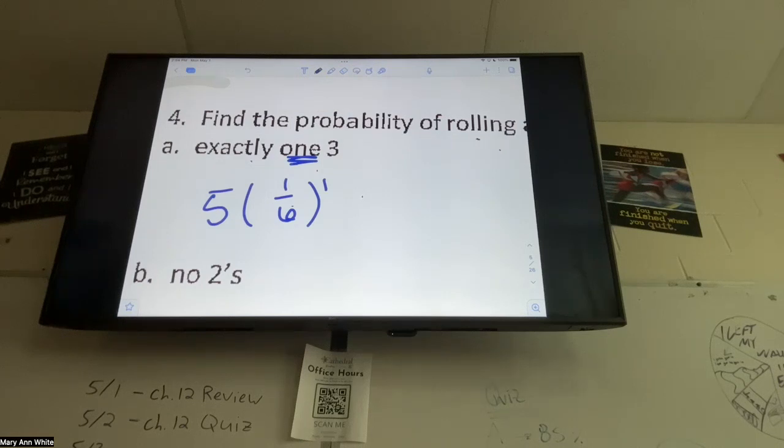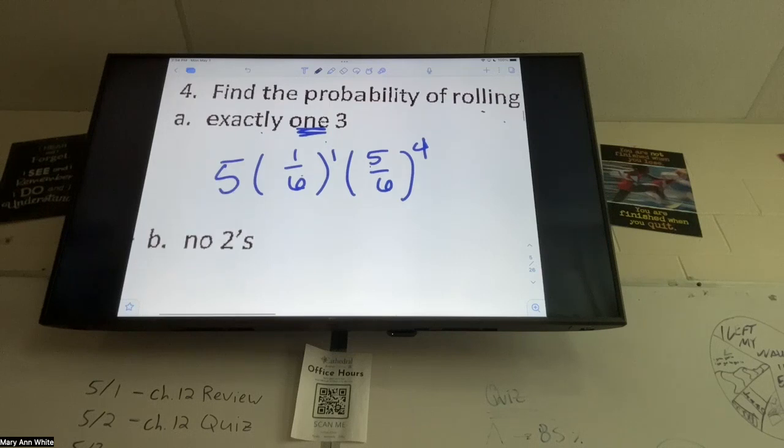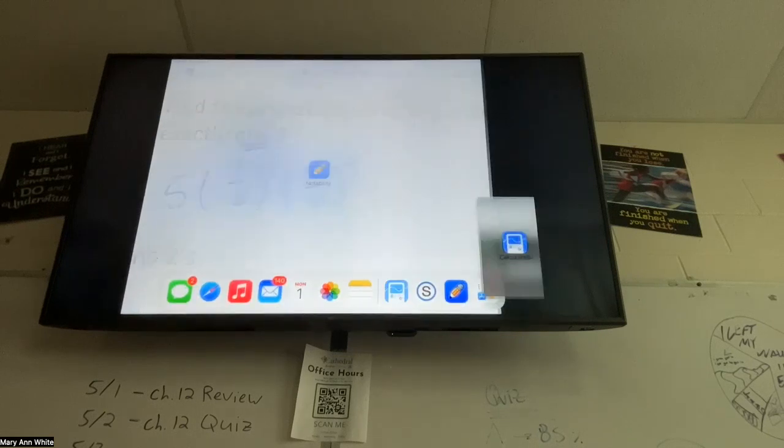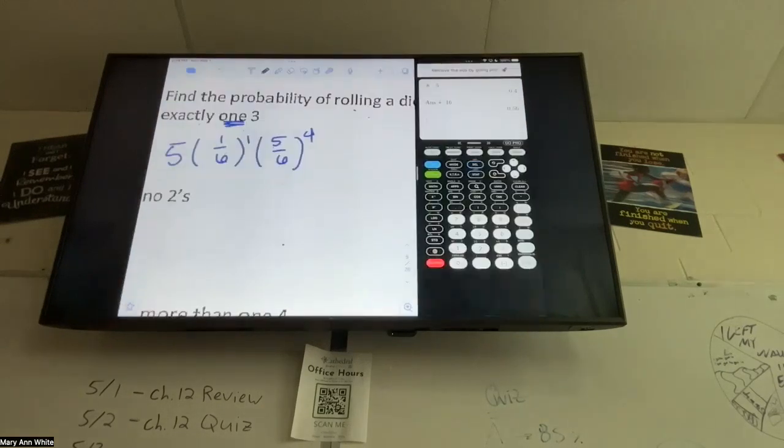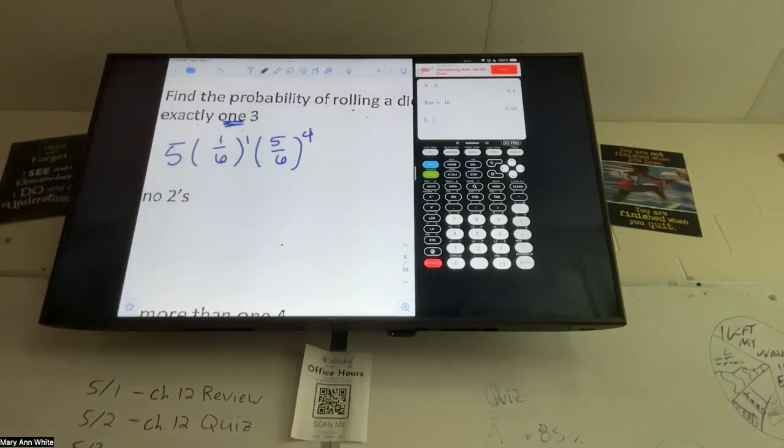That means my other 4 times need to be one of the other numbers besides 3, and what's the probability of rolling not a 3? 5 out of 6, so I'm going to say 5 out of 6 to the 4th power. All right, now we're going to throw that in the calculator and multiply it out. So 5 times 1 divided by 6, and then times 5 divided by 6, raised to the 4th. And that is about 40%.